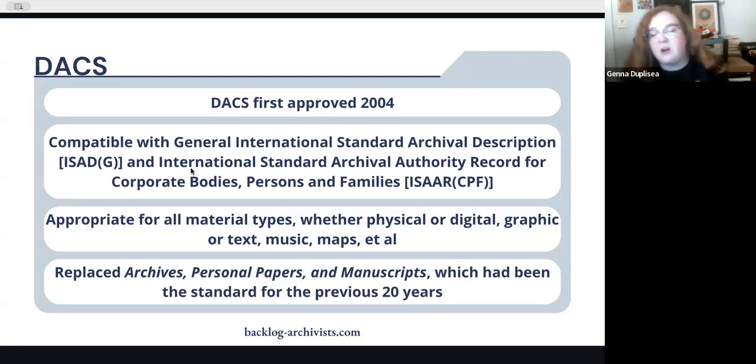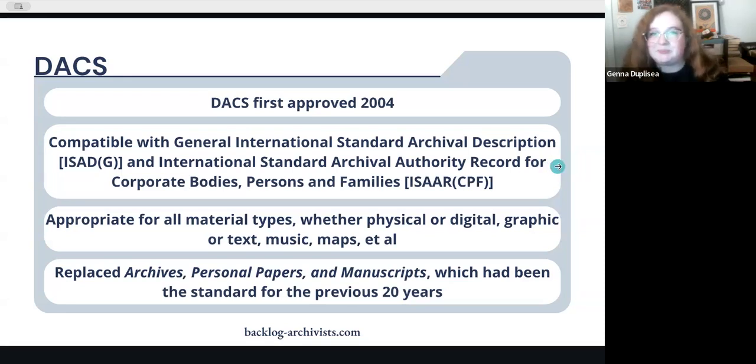So DACS is appropriate for all material types, whether it's physical materials, digital materials, graphic materials like, say, prints or text, music, maps, whatever. So you could have a collection of photographs, you could have a collection of manuscripts or correspondence, a collection that mixes these things. DACS is appropriate for any type of materials being described. So when this was released, it replaced Archives, Personal Papers, and Manuscripts, which was the previous content standard, and that had existed for about 20 years.